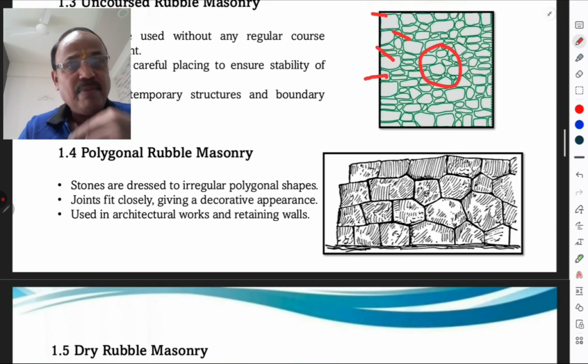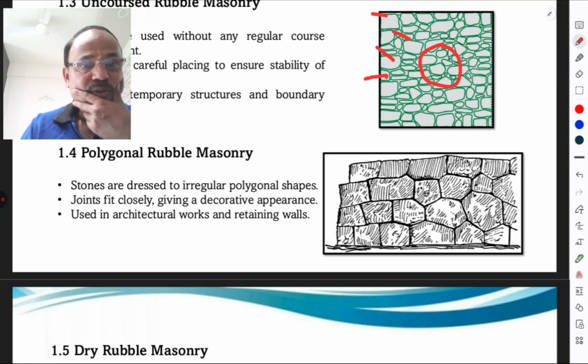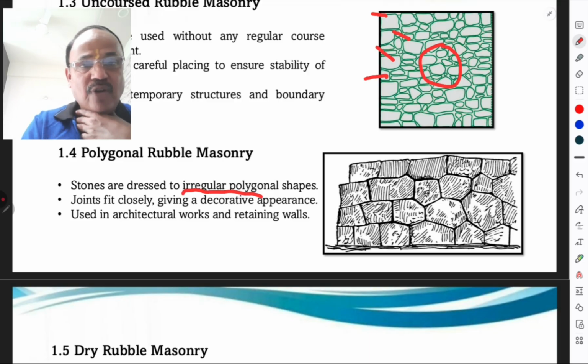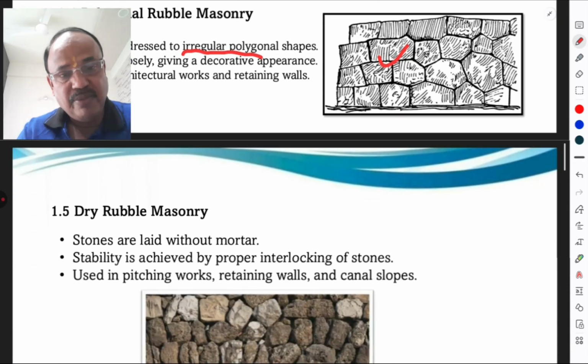Then polygonal rubble masonry. The name itself indicates the shape is like a polygon. Stones are dressed in irregular polygonal shapes. Joints fitted closely give a decorative appearance. It is for decorative appearance. Used in architectural works and retaining walls. That is polygonal rubble masonry.